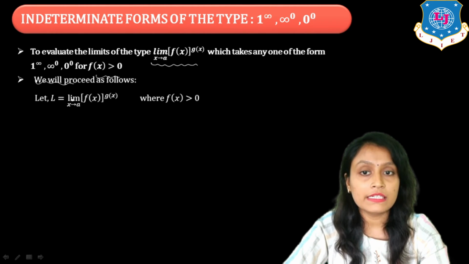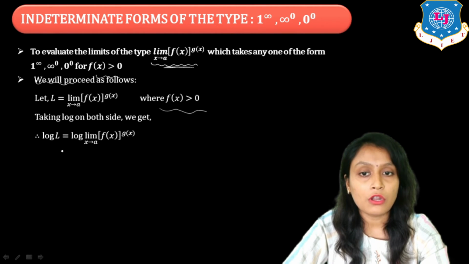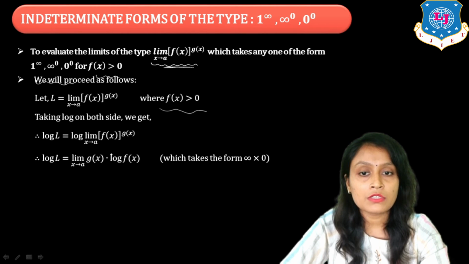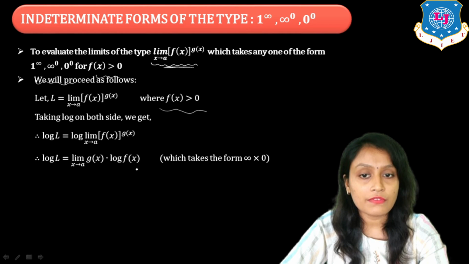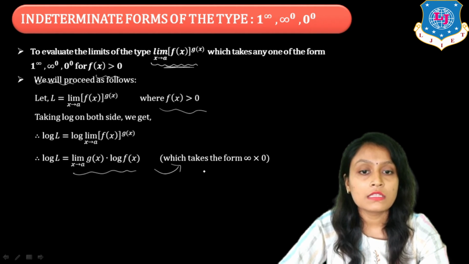Firstly, we will consider this limit as L, with f(x) greater than 0. Now we will apply log on both sides. So you will get log L equals log of limit x tends to a of f(x) raised to g(x). Applying the log formula, you will get limit x tends to a of g(x) times log f(x). Now this limit takes the form infinity into 0. We know the method to solve this form, so we will bring g(x) into the denominator and solve it.